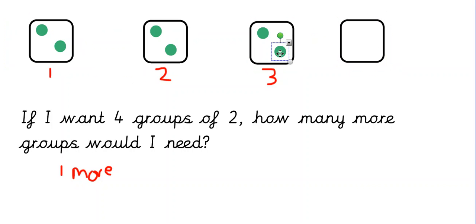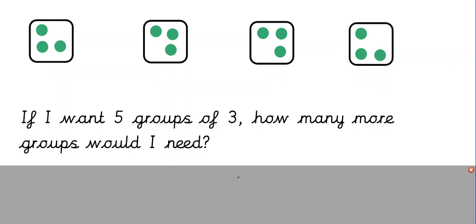One more group of 2. So that there would be my 4th group. Okay, so I've got 2 in each group and I've got 4 groups. So I need 1 more group. Have a go at this one yourself. If I want 5 groups of 3, how many more groups would I need? Pause the video and have a go.